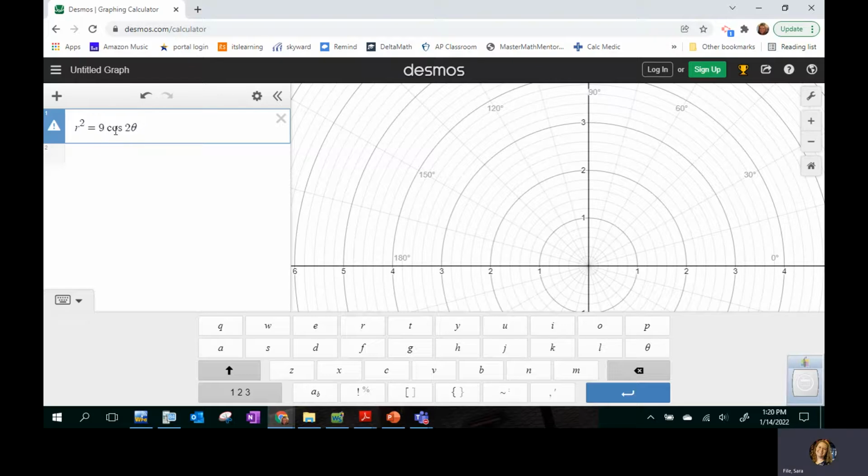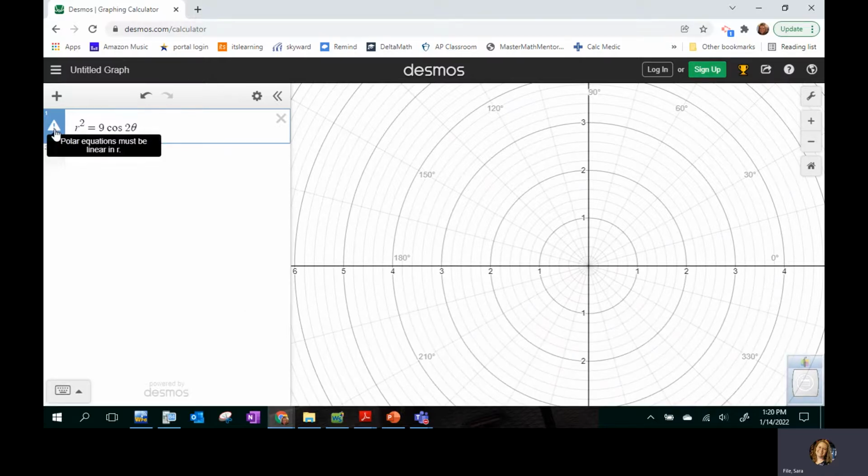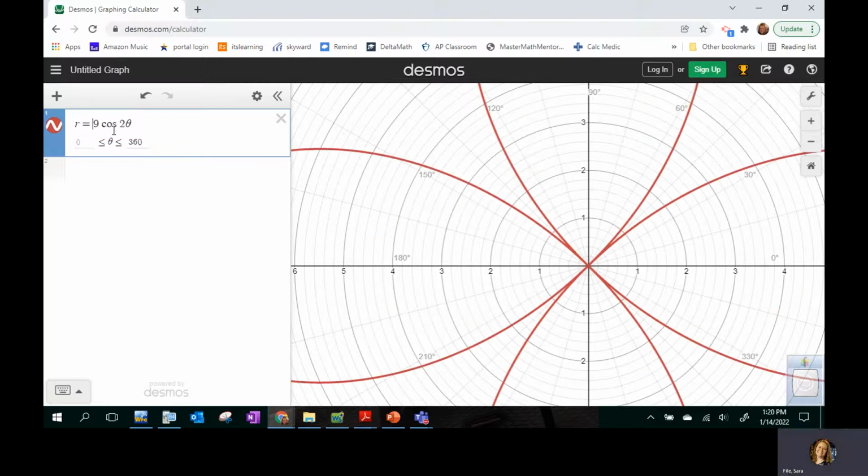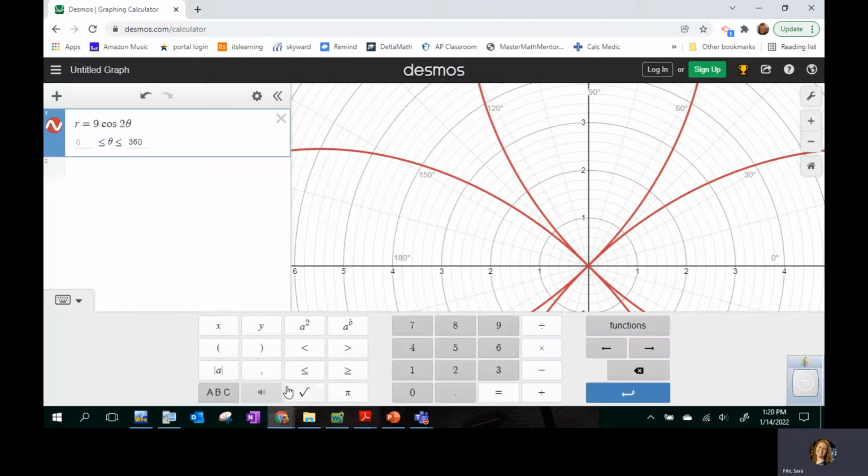So I'm trying to draw a lemniscate along the polar axis, because it's cosine, with a length of 3 for each side, but it's not graphing. It's giving me this error. It's saying polar equations must be linear r. That means the r can't be squared. Okay, so how would I get rid of this square to solve for r? I would take the square root. So instead of having r squared equals this, I can put r equals the square root of this. So I can get rid of the squared and put all of this under a square root.